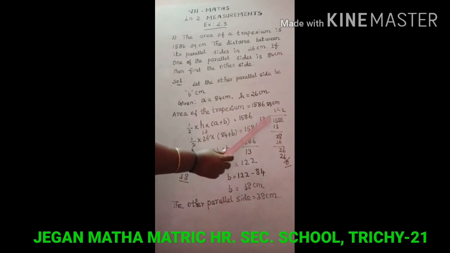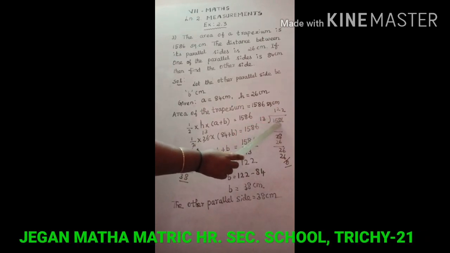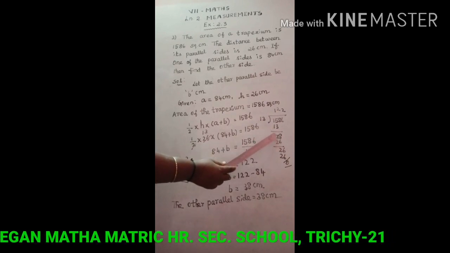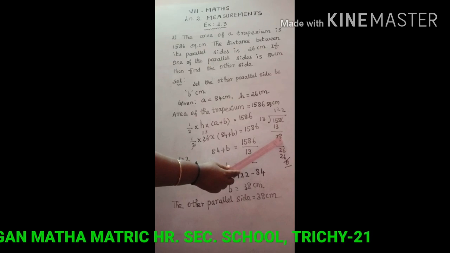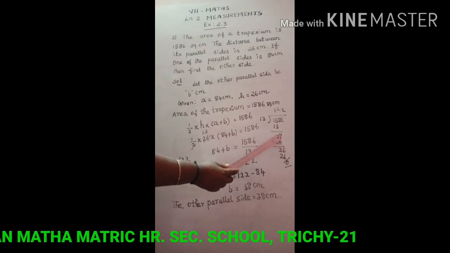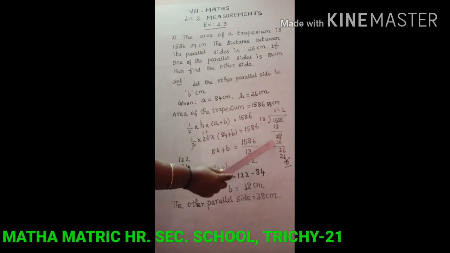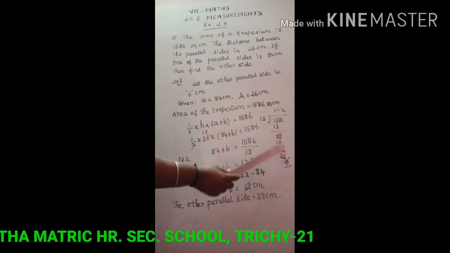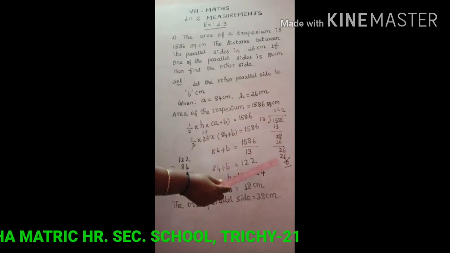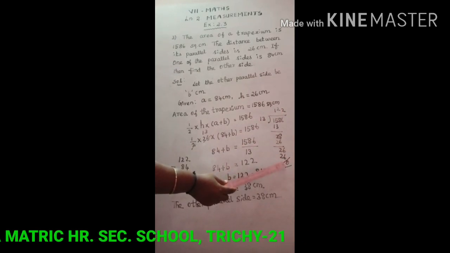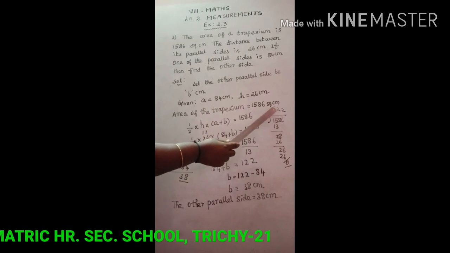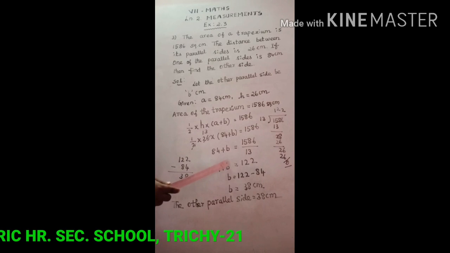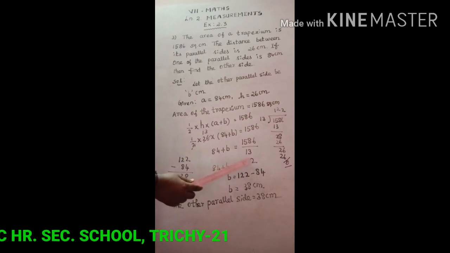Now we divide this number by 13. We have 1586. First 1 13s are 13. Remainder 2. Put the value 8. We have 28. 2 13s are 26. Remainder 2. Put the value 6. 2 13s are 26. The remainder is 0. We have the quotient 122. So 84 plus b is equal to 122.